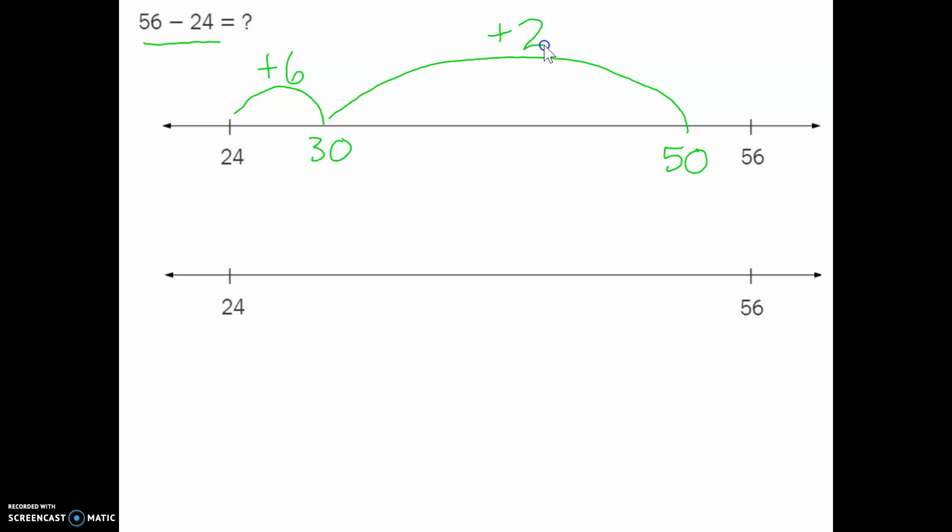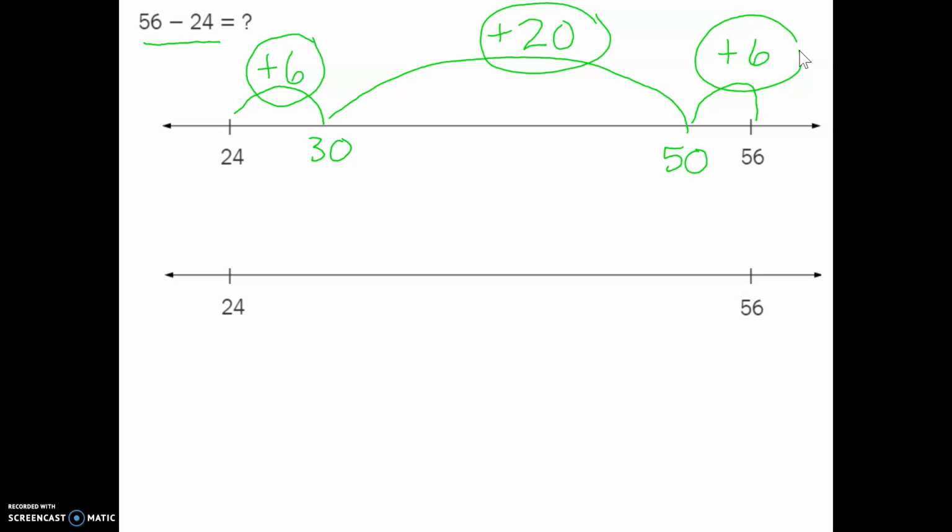And that's 20. Then I'm going to take a smaller jump. I'm going to go from 50 to 56. And that's 6. So then I add up the amount of my jumps. And that's going to give me the answer to 56 minus 24. 6 plus 6 is 12.